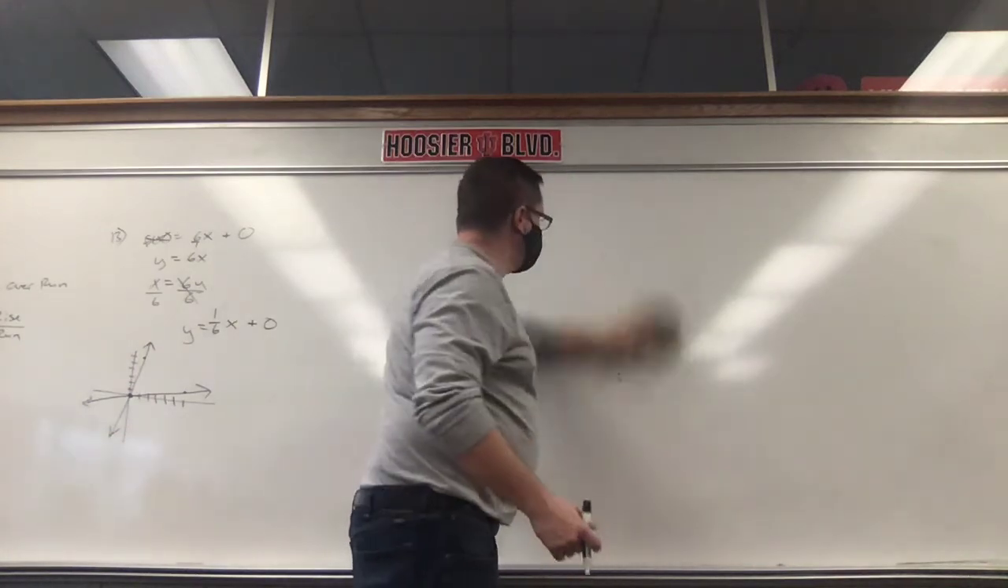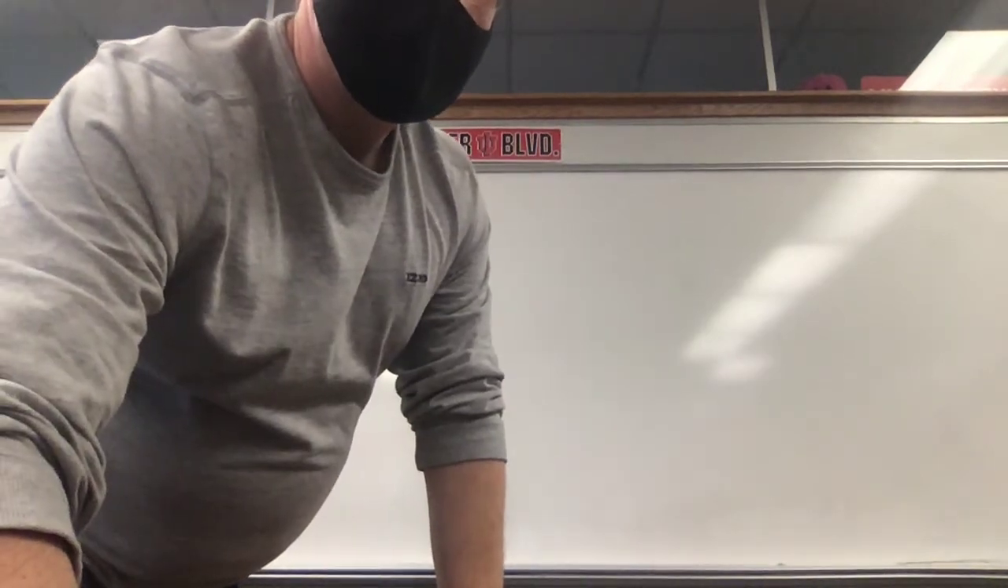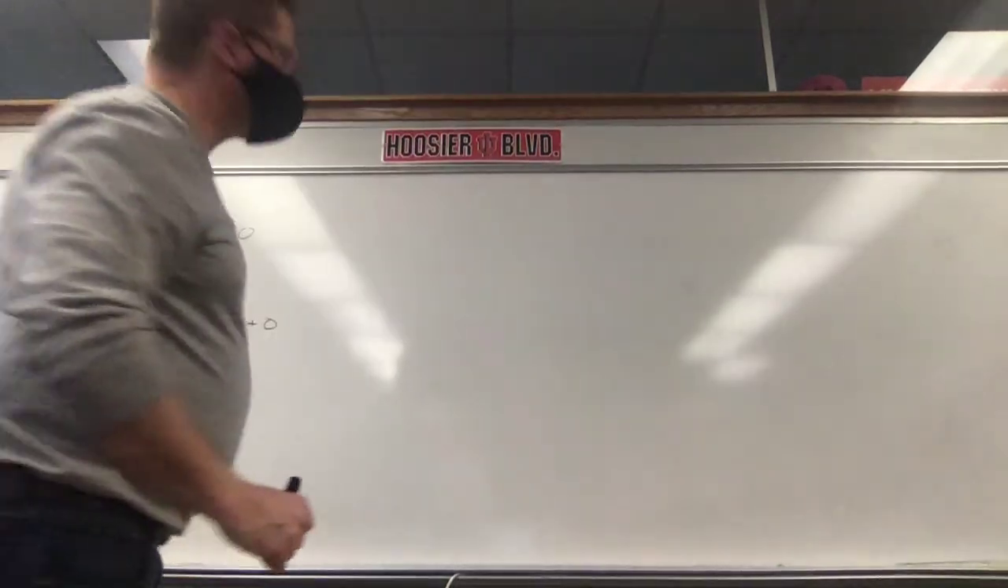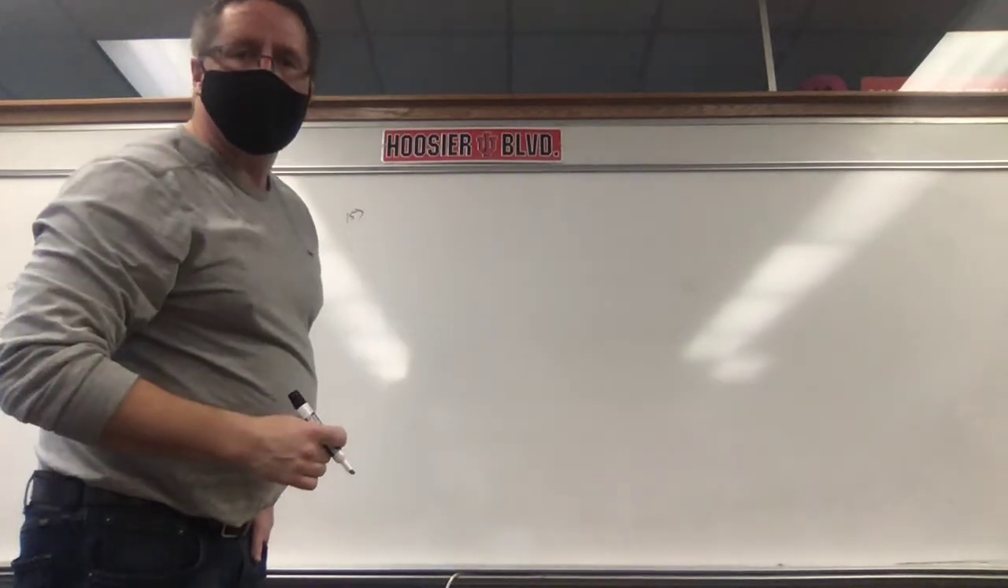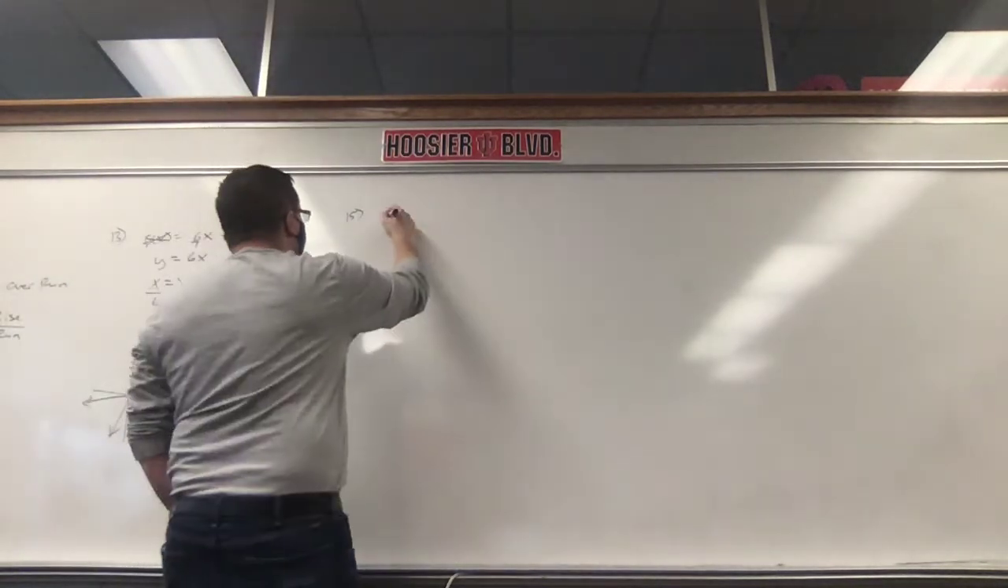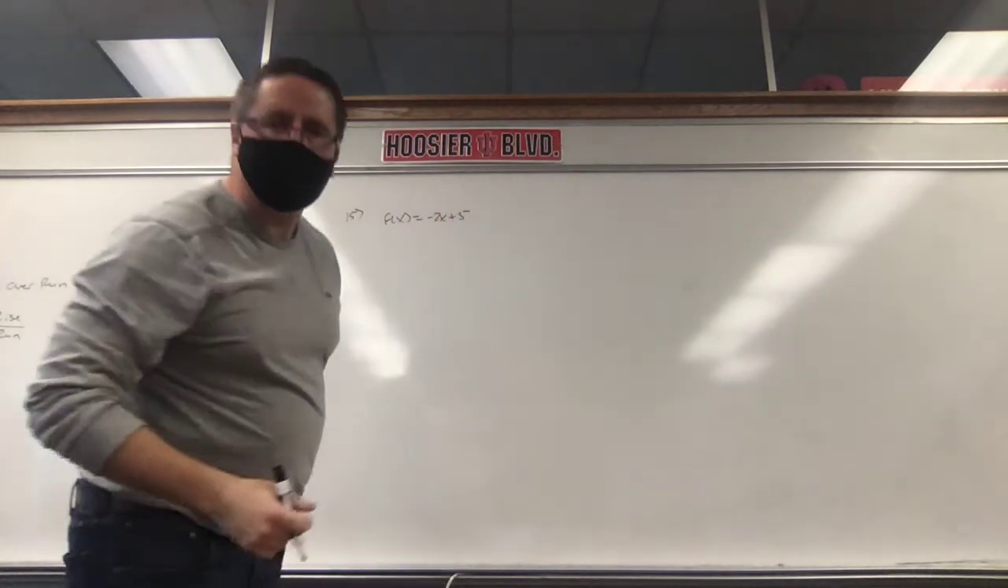A few more. 13. On to number 15. Okay, so we have f of x equals negative 2x plus 5, I think it says, negative 2x plus 5.